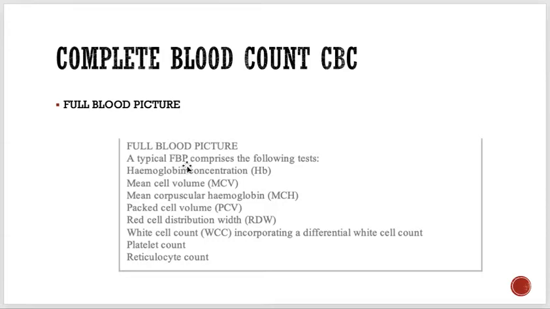A typical full blood picture comprises the following tests: hemoglobin concentration, mean cell volume, mean corpuscular hemoglobin, packed cell volume or PCV, red cell distribution width or RDW, and white blood cells. They count the different types, like how many neutrophils, how many eosinophils, how many basophils there are. So they give us each and everything individually, plus a platelet count as well as a reticulocyte count.